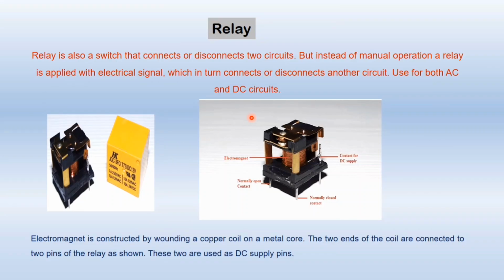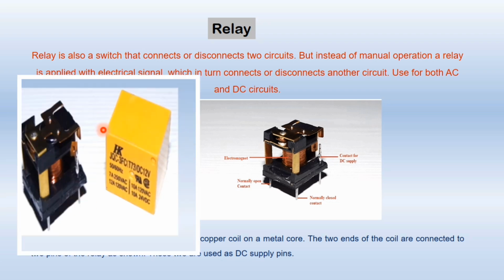Next we have the relay. A relay is also a switch that connects or disconnects two circuits, but instead of a manual operation, a relay is applied with an electrical signal, which in turn connects or disconnects another circuit. It is used for both AC and DC circuits.